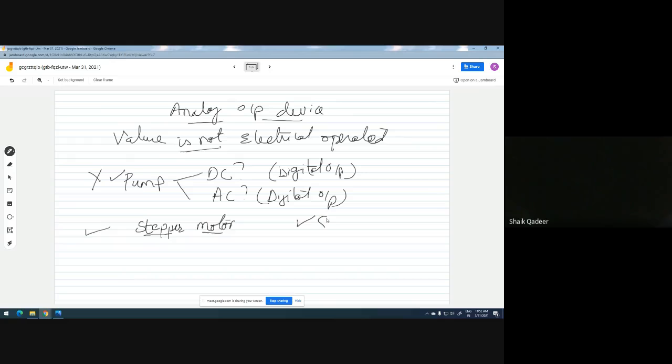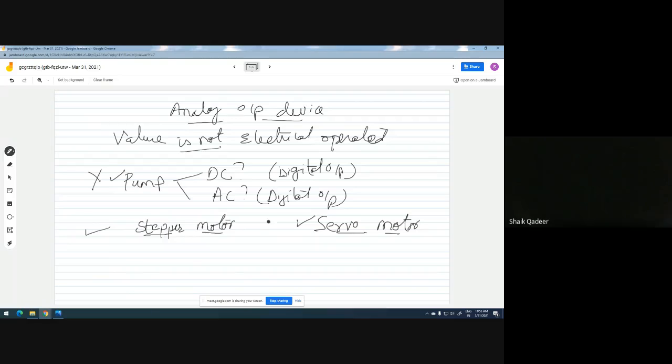Servo motor is another example of analog output. Basically, we restrict ourselves to the discussion of stepper motor and servo motor under this category. I will justify how these two motors get more data from the PLC, that is, more than two output values.